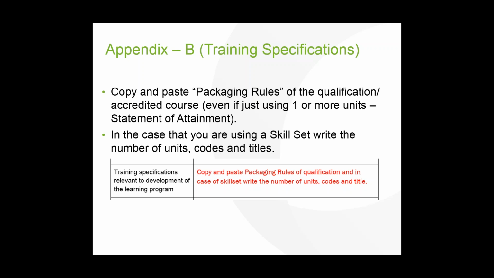Do not copy and paste the unit codes and titles if it's a qualification. If it's a statement of attainment, then you need to write, okay, there is only one unit and the code and title of the unit is this one. But if it's a qualification, copy and paste the packaging rule section, and it will tell you the total number of units, core units, and elective units.